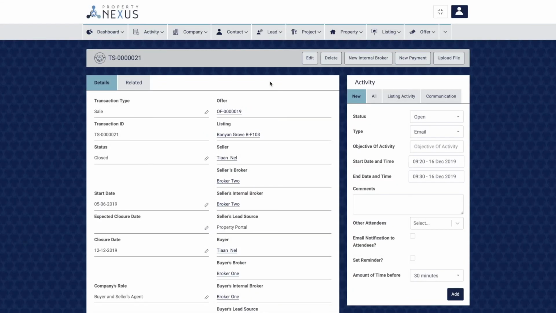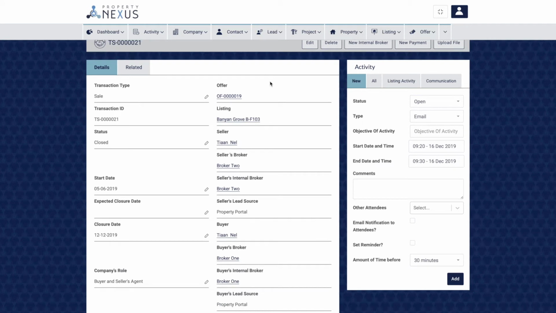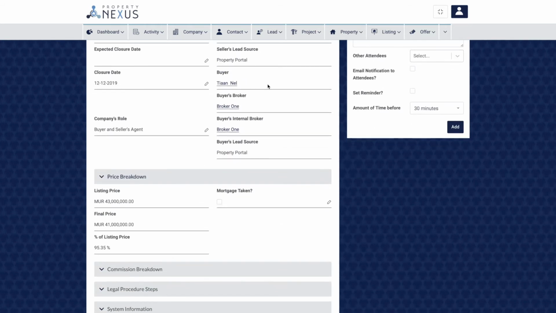The price breakdown fields give you an overview of the listed and offered prices and the differences between them. Listing price is the price that the property was listed for in your listing record. Final price is the price that the transaction concluded for and is the offered amount price from the offer that this transaction was created from.